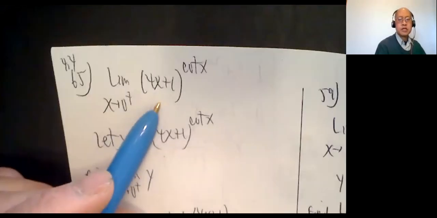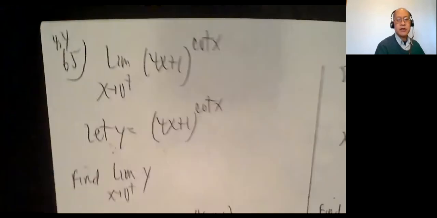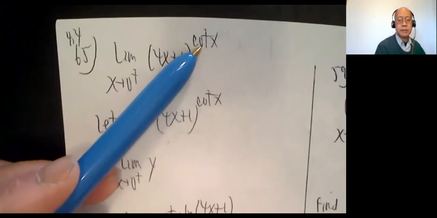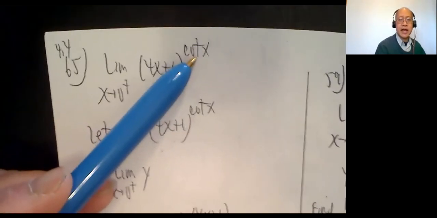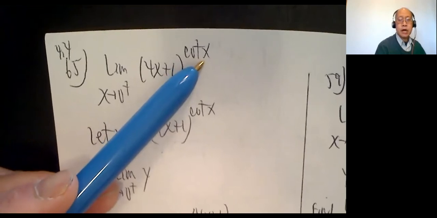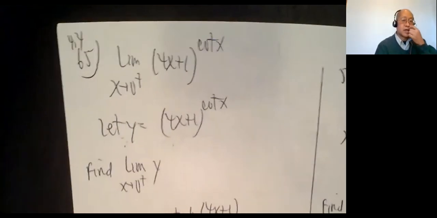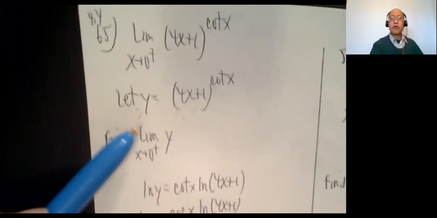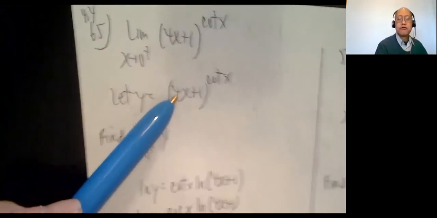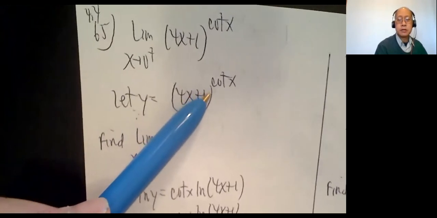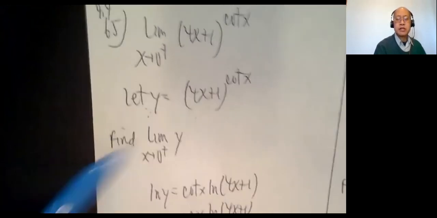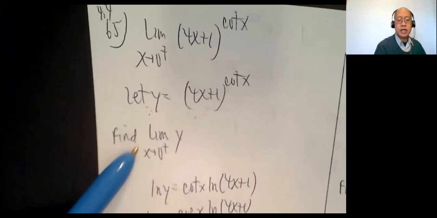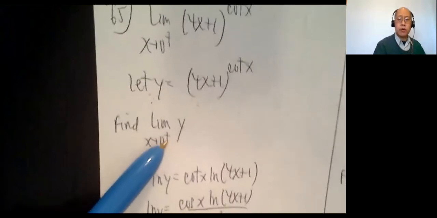All right, the limit as x approaches 0 from the right of (4x plus 1) raised to the cotangent of x. You know, that's really messy, and I don't like that cotangent up there. So I've got to get that cotangent down. How do I get that cotangent down? Using an ln. So same protocol. Let y equal this expression, (4x plus 1) to the cotangent of x, which means ultimately I'm trying to find the limit as x approaches 0 from the right of y.